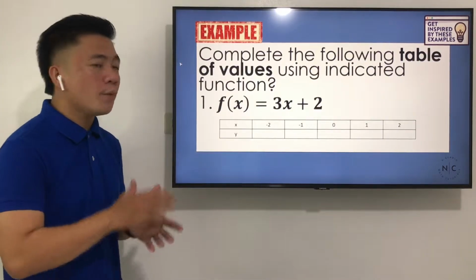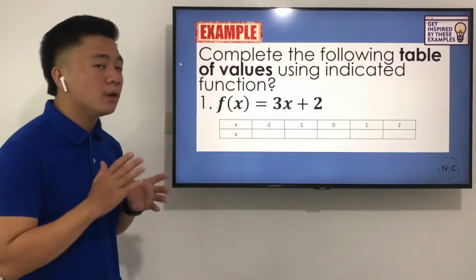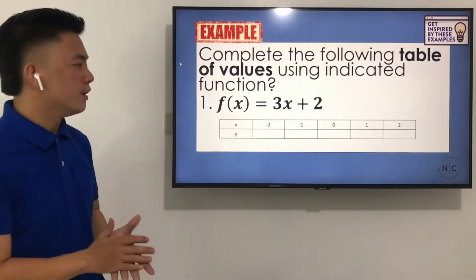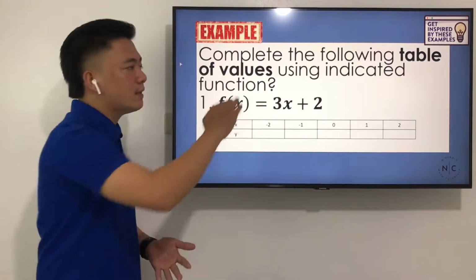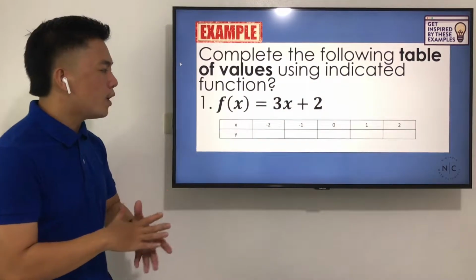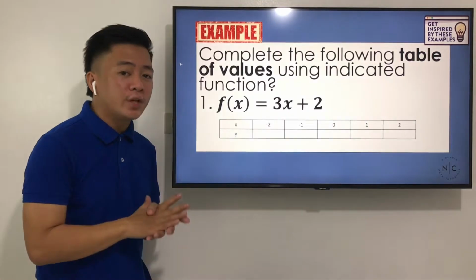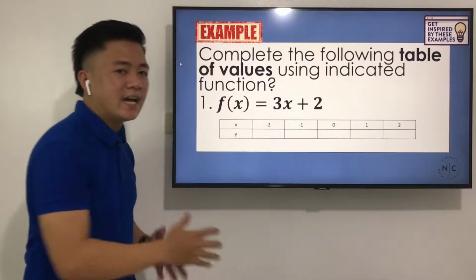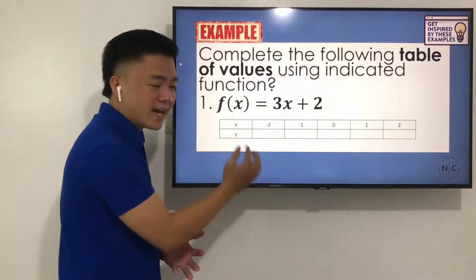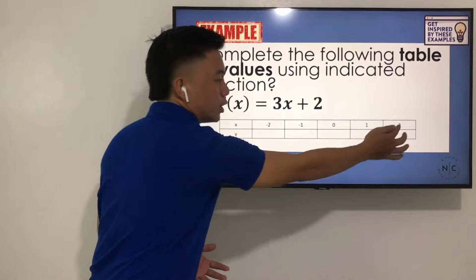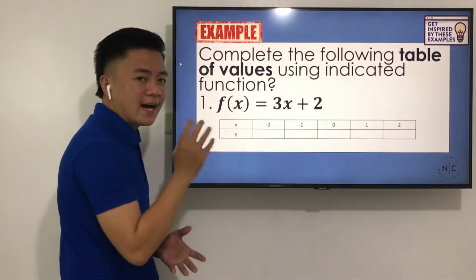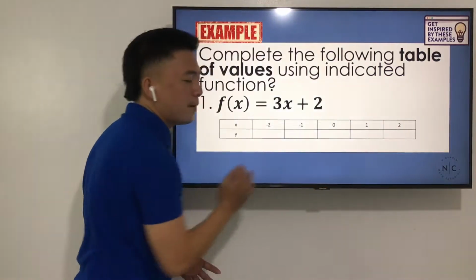Next is, we will complete the following table of values using the indicated functions or function. So, we have number 1, table of values na tayo dito. Number 1, we have f of x is equal to 3x plus 2. So, using our table of values, ang ginamit natin dito is, dun sa x natin is 2, 1, 0, negative 1, and negative 2. Ang hahanapin natin dyan yung value ng ating mga y.